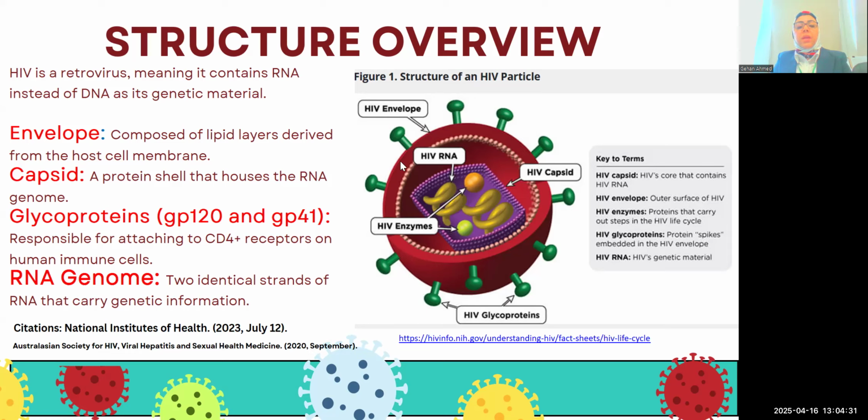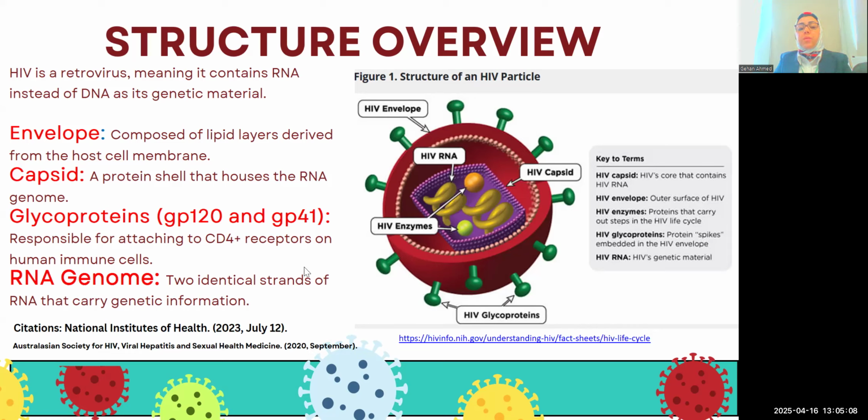The capsid is a protein shell, the house, which takes this crystal shape. It's a protein shell, the house of the RNA genome. And we can also find glycoproteins all over the surface of the virus. These glycoproteins attach to the CD4 receptor on the host cell, the human immune cell.